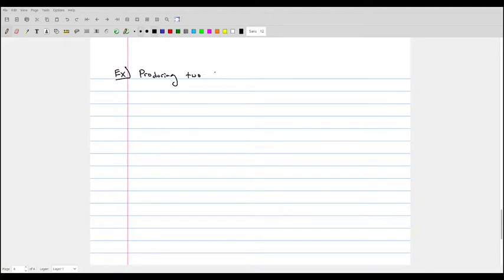two things. We'll call them devices just to be very specific. X is the amount of device 1, and Y is the amount of device 2.